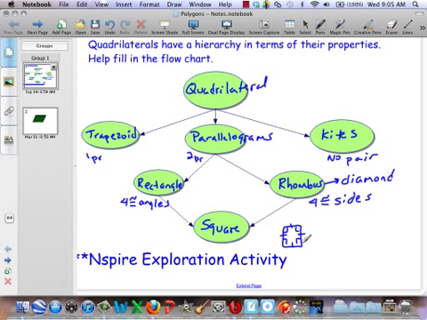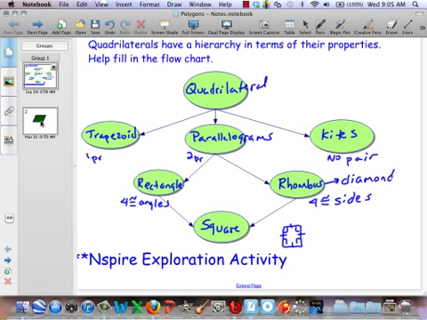With tomorrow's lesson, I will give you a spreadsheet that allows you to keep track of all these properties, because you need to know all the properties of all the shapes. So this is one of those really important things to know. Make sure that you copy down this hierarchy into your notes. This is a really important flow chart to know for geometry and how things work.